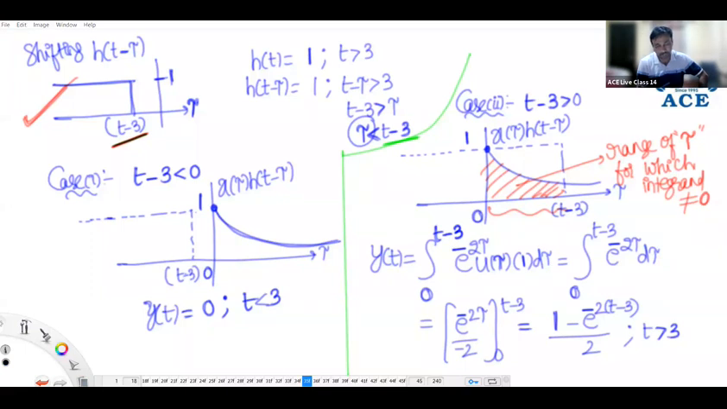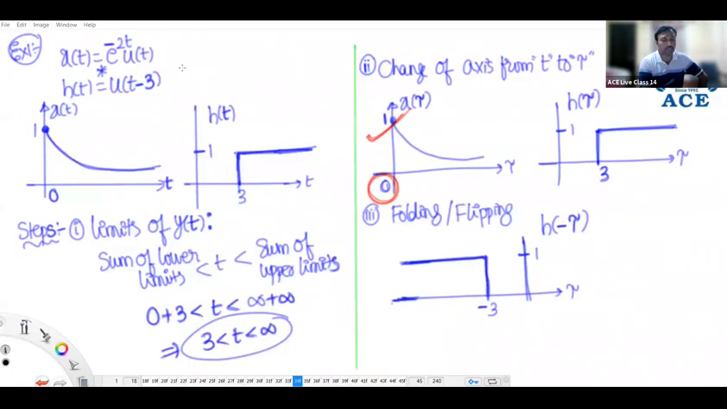One point of observation is our input is a causal function, the system is also a causal function. The resultant output is there for what time? T greater than 3 means it is also causal. Input causal, system causal, output also causal. Convolution of two causal signals is causal. Correct or not?